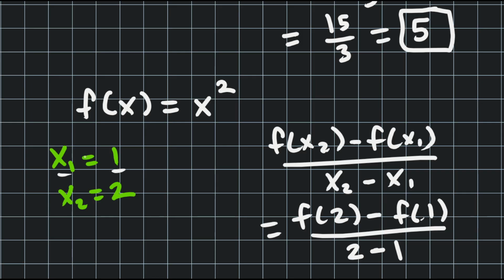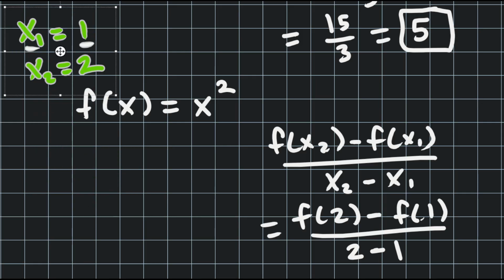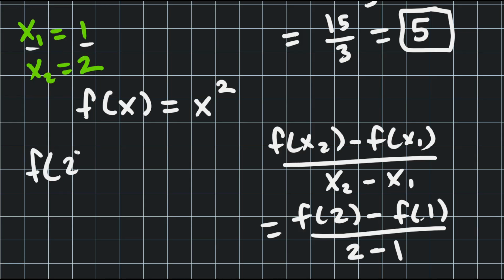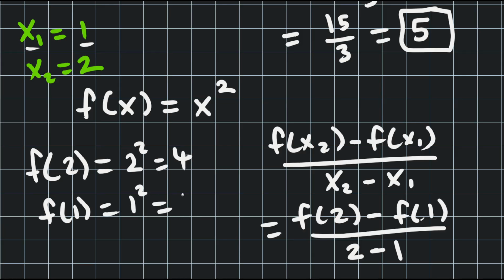If we evaluate it in this function right here, f of 2 equals 2 squared, because f of x is x squared. So f of 2 is 4. And then f of 1 equals 1 squared, which is 1. So f of 2 is 4, and f of 1 is 1.